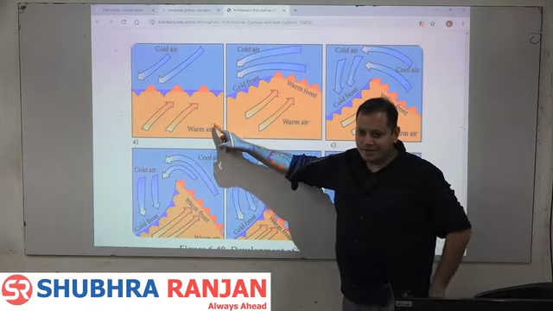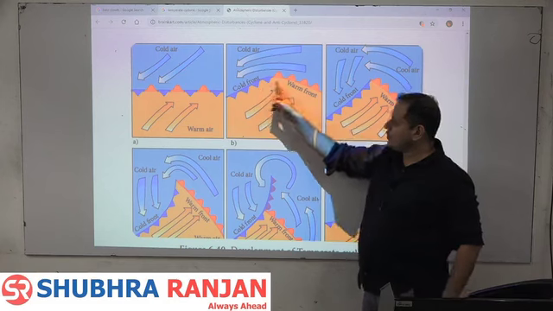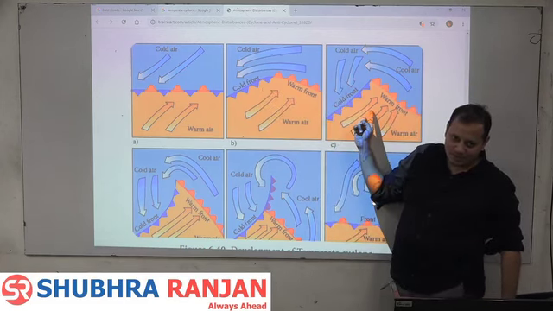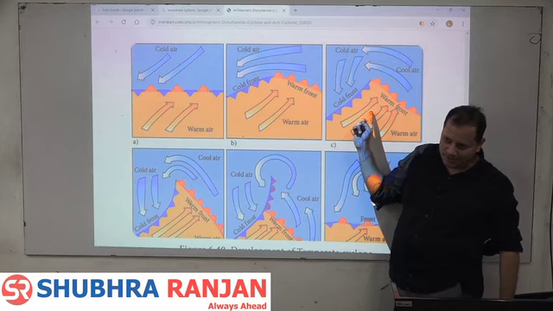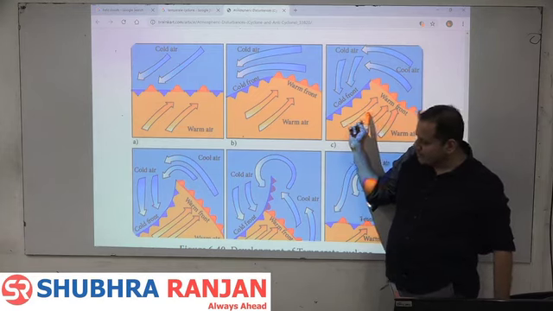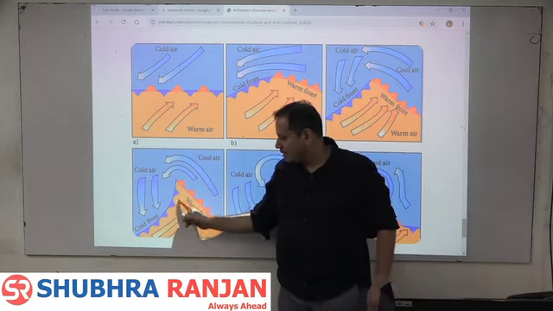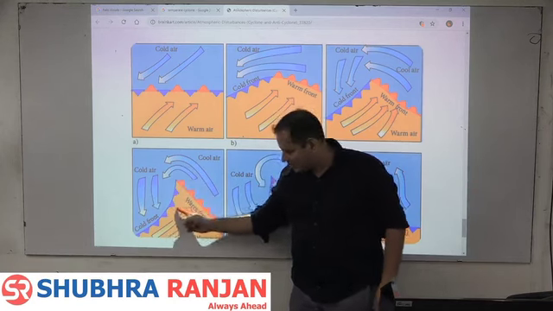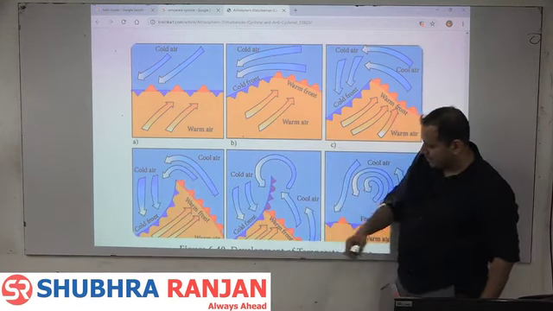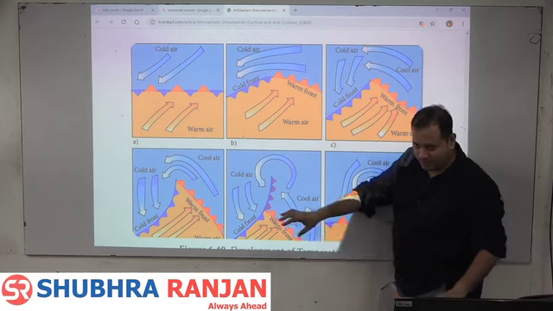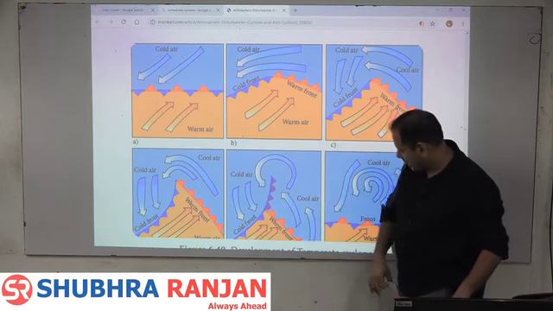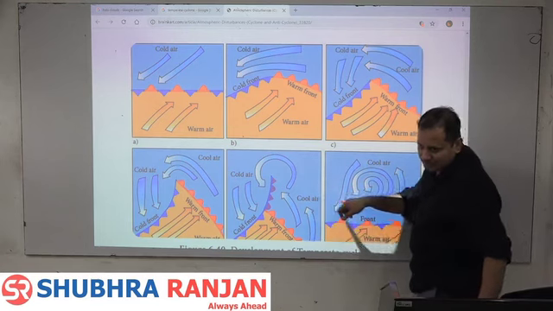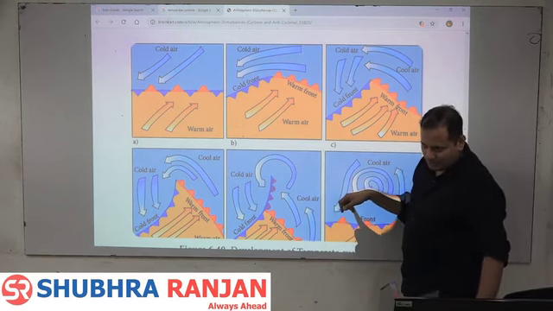Stationary front, frontogenesis, cold front, warm front. The cold air will try to come into the territory of warm air, it has turned. It has become westerly in nature. Then the warm air becomes trapped from all the sides, and this is how the cyclone is formed. Over a period of time, there will be total removal of warm air from the ground, and therefore we will have an occluded front. The last stage is the occluded front.